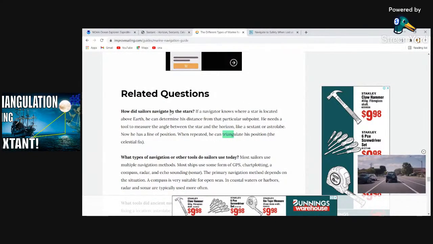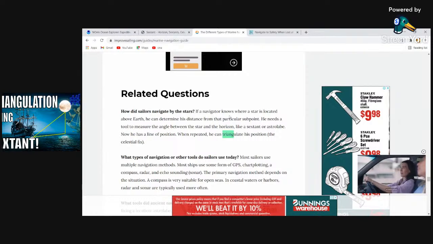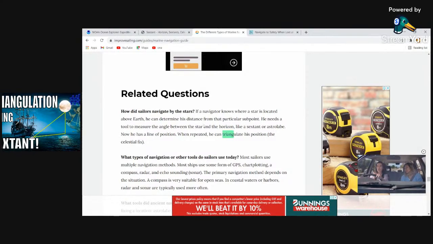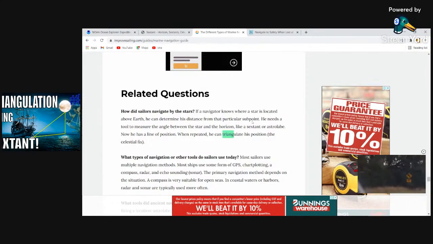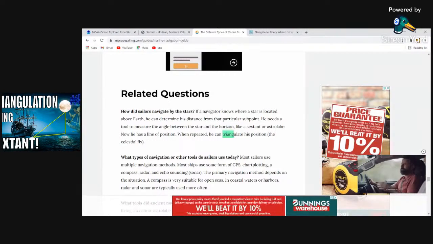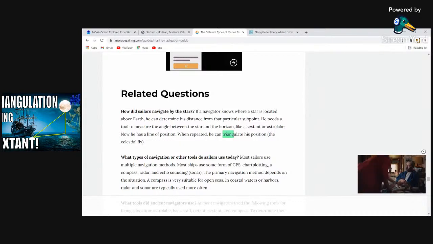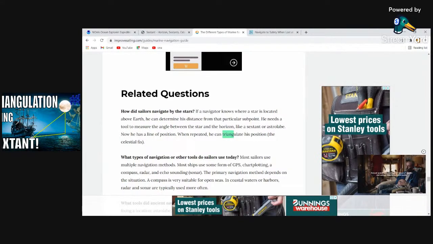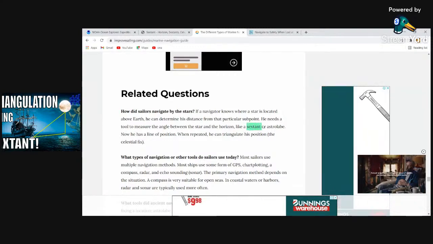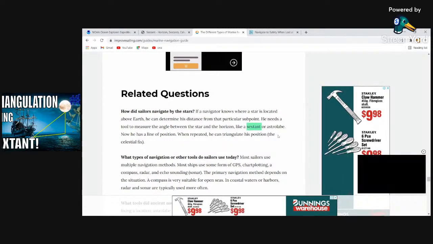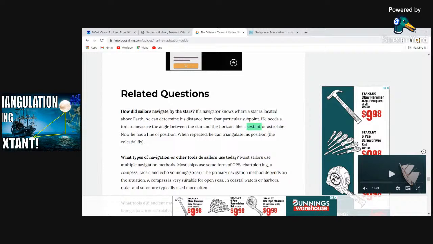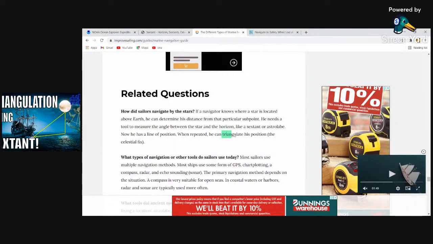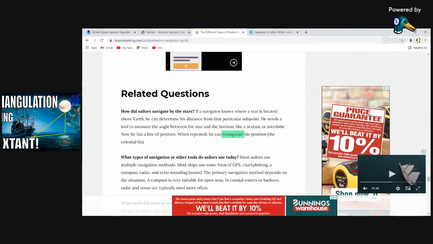So how did sailors navigate by using the stars? If a navigator knows where a star is located above the Earth, he can determine his distance from that particular subpoint. So we don't know the distance here. Remember, with trilateration, we know the distance. So he needs a tool to measure the angle between the stars and the horizon, like a sextant. Isn't that handy? The sextant is an angle measuring device to measure the angle between the stars and the horizon. Now he has a line of position. When repeated, he can triangulate his position. That's the celestial fix.